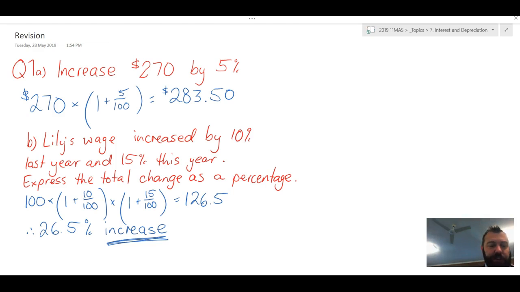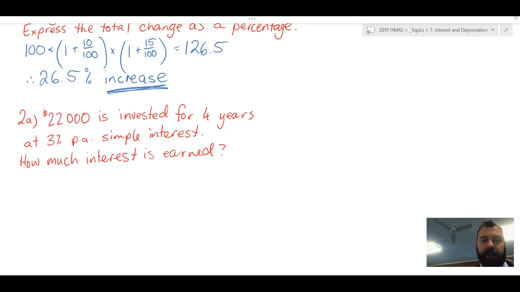Righto, let's look at question 2. Question 2A, $22,000 invested 4 years at 3% per annum, simple interest. How much interest is earned? This is sort of as direct a simple interest question as we can be asked. So, I think it quite helps to write over the question. My principal, P for principal, is 22,000. N, my number of terms, is 4 years. And my rate of interest is 3% per annum. Okay, I don't have to modify any of those.